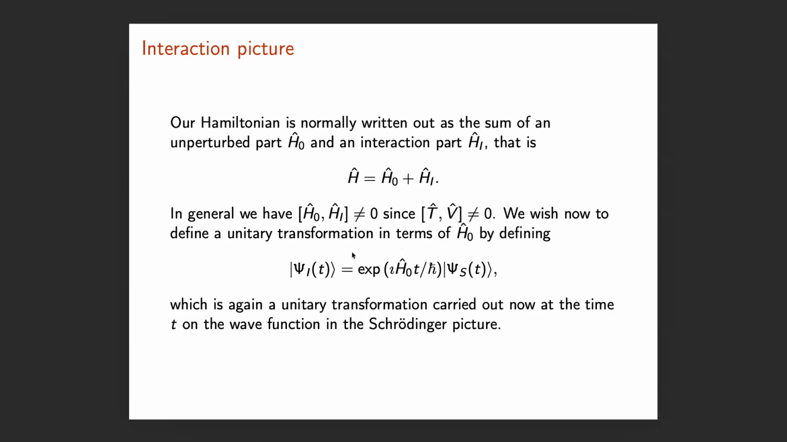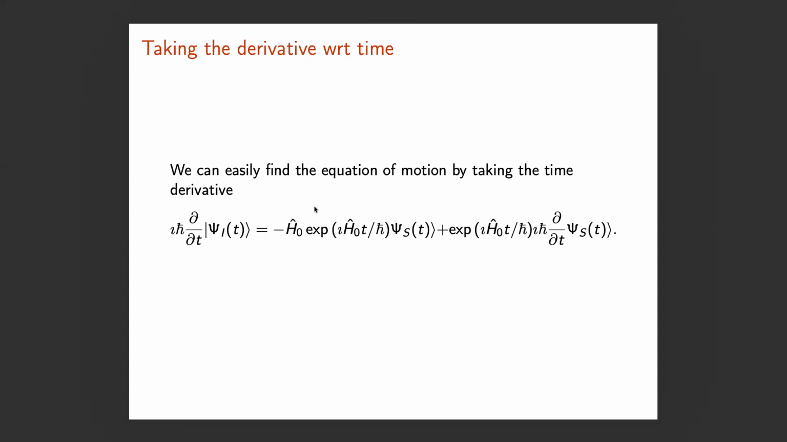So what you want then is to have a unitary transformation in terms of H0. That's another one which is widely used, and that leads to the interaction picture. Again, this is a unitary transformation carried out at the time t on the wave function in the Schrödinger picture. This defines a new operator and a new state. And you can easily find the equation of motion by taking the time derivative. If you take the time derivative of that state, you can rephrase it in terms of the wave function in the Schrödinger picture.